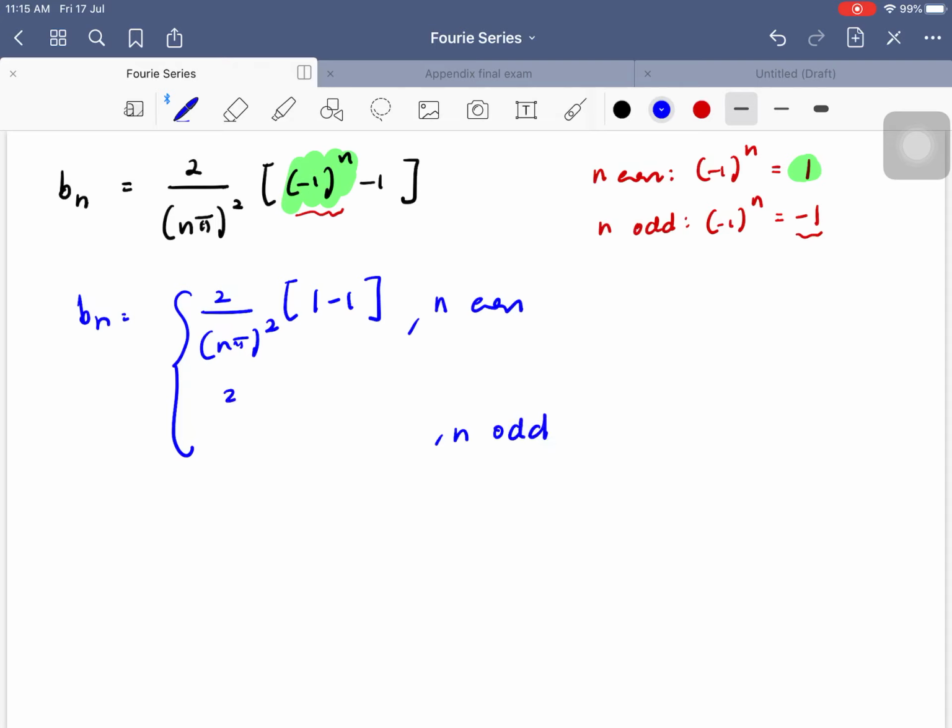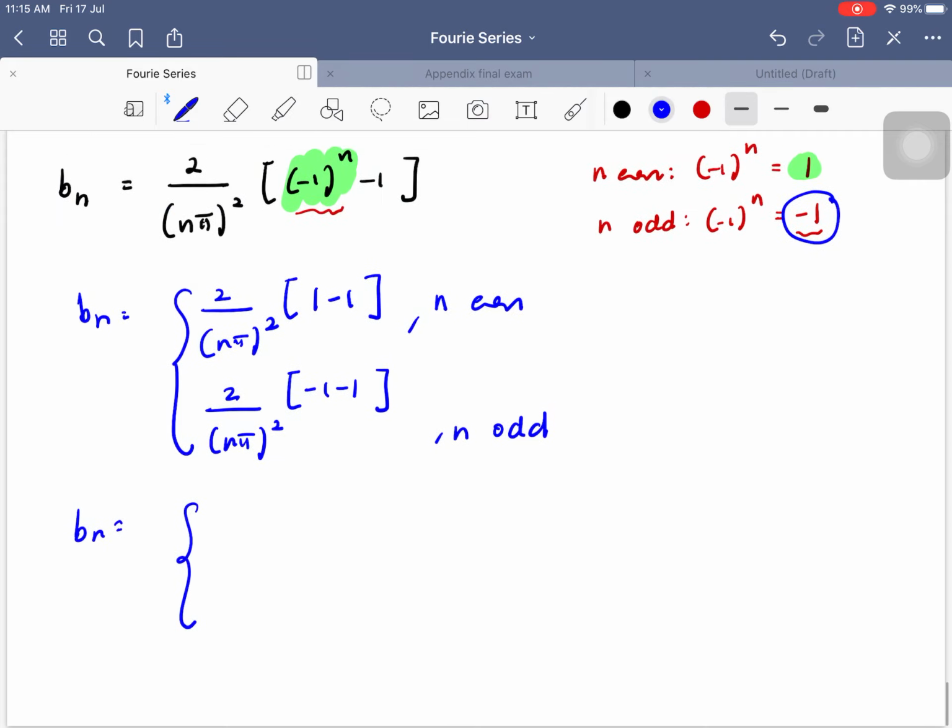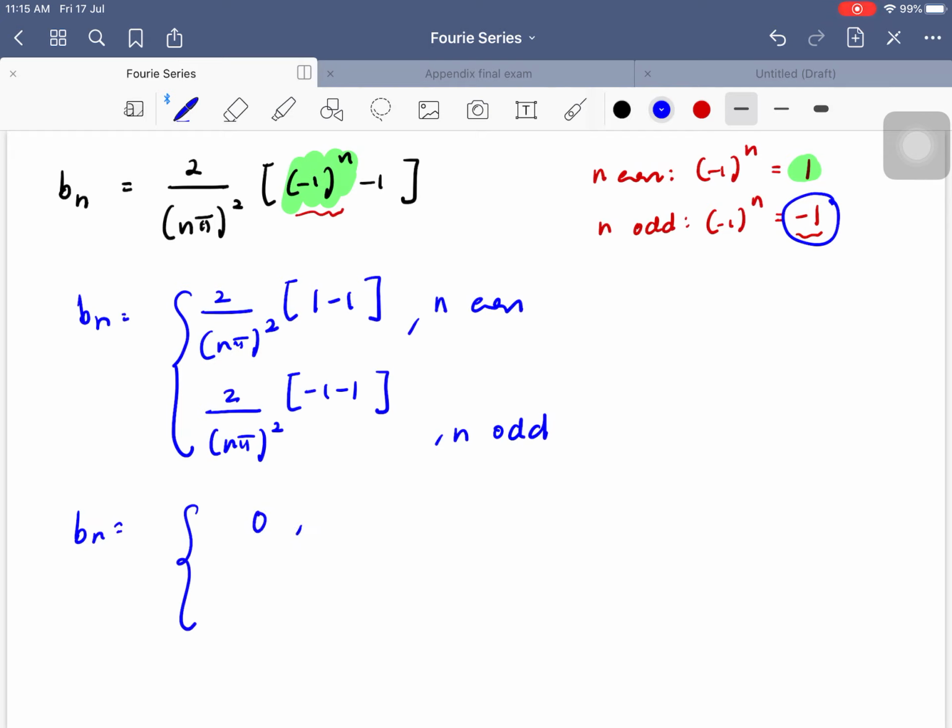So what happens is that I'm going to have 2 over n pi square. And when n is odd, I'm going to have negative 1, so this is going to be negative 1 minus 1. And this can actually be simplified too. At the top, I'm going to have 0 when n is even, and when n is odd this is going to be negative 2. So therefore, I'll end up with a negative 4 over n pi square when n is an odd number.